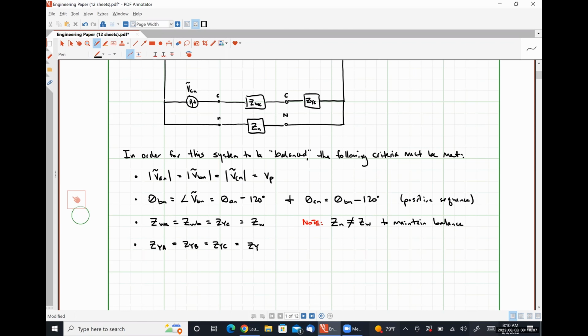So the consequences of having a balanced three-phase system can most easily be observed by determining the line currents of our system, where line currents are defined to be simply currents flowing through the transmission lines.